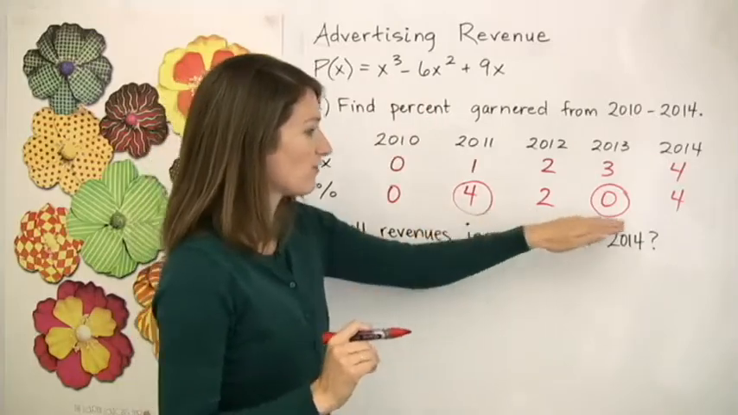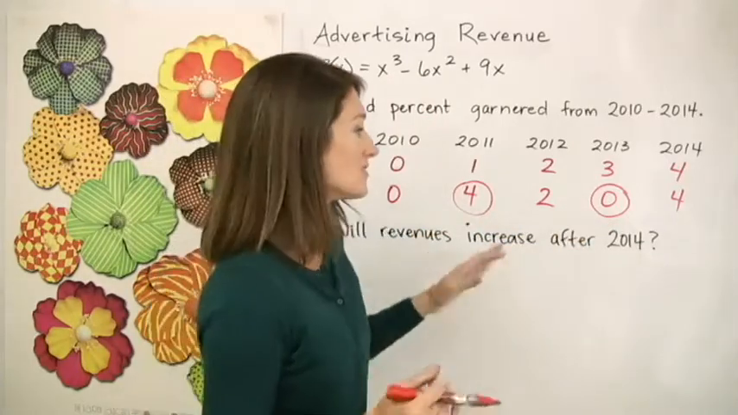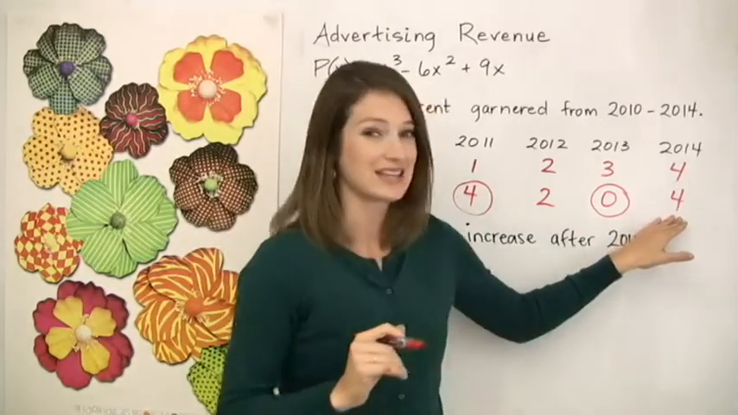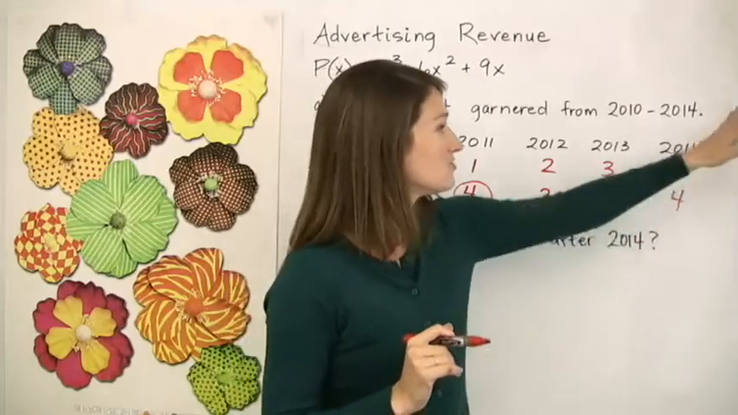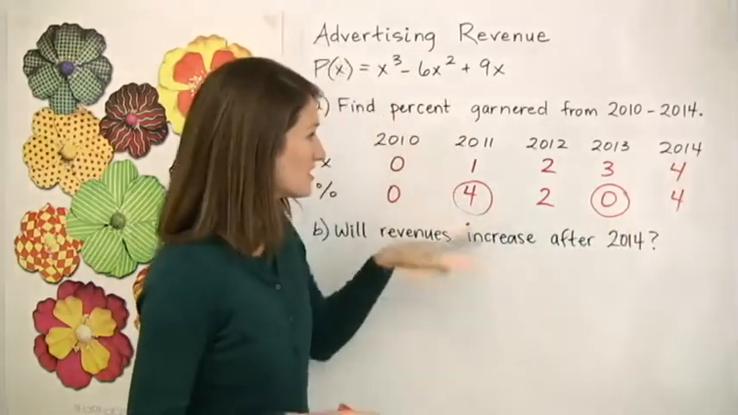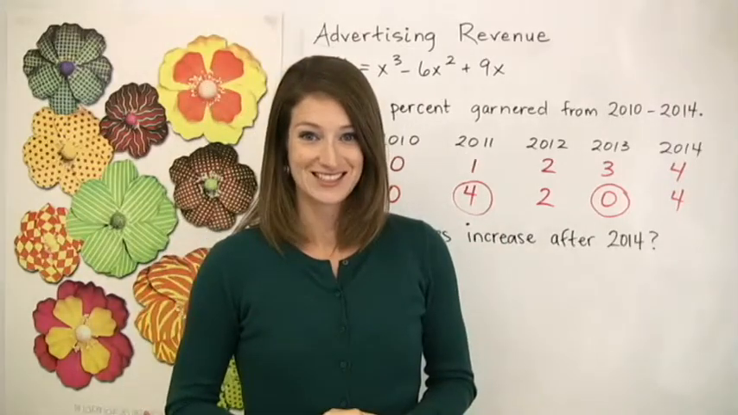So since we've already found 2 of our turning points, there aren't going to be any more, which means that the company can safely predict that revenues will likely increase and continue to increase past 2014. So now let's use some of this information and then we'll create a sign chart and graph this function.